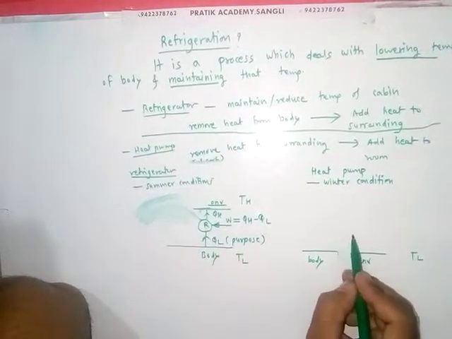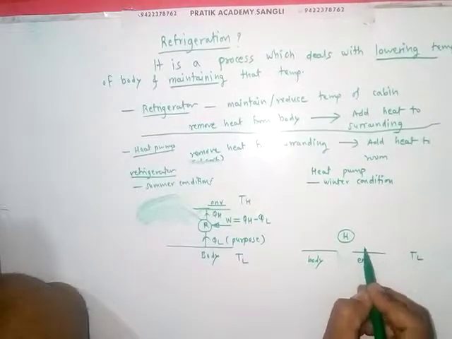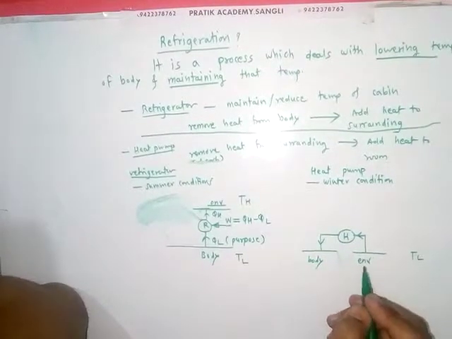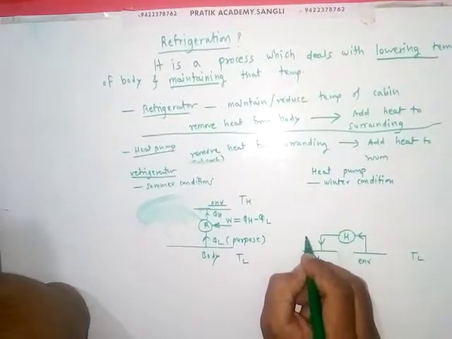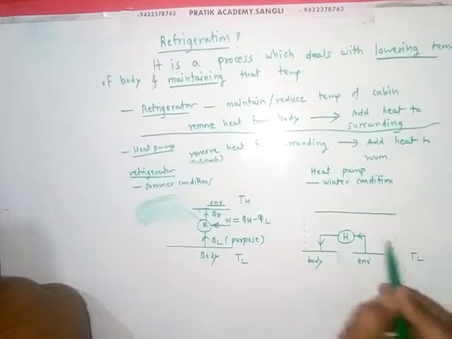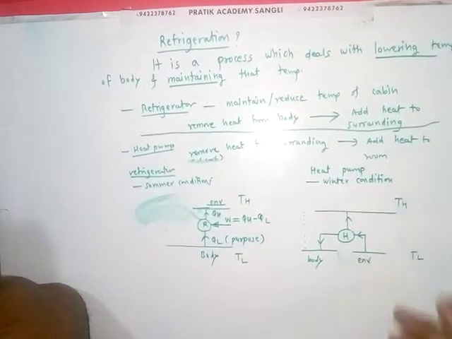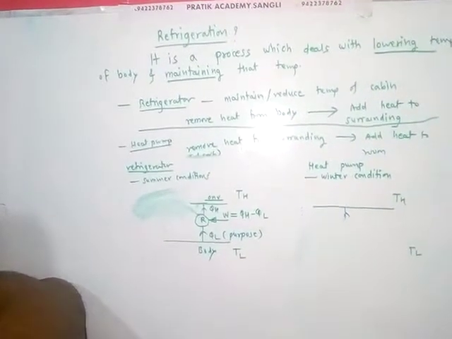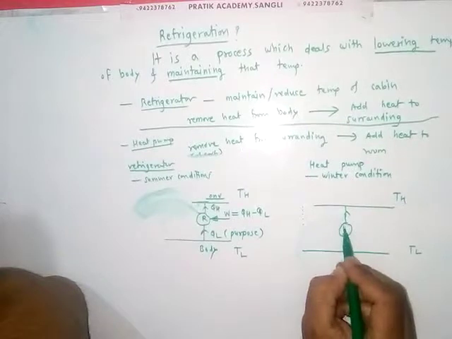Okay, then here we are using a device called a heat pump that will remove heat from the environment and add it to the body. Now again, if we add heat to the body, its temperature starts to increase. After some time it will attain some higher value, TH, by adding heat here. Then there are two temperatures, TH and TL. This is the heat pump.